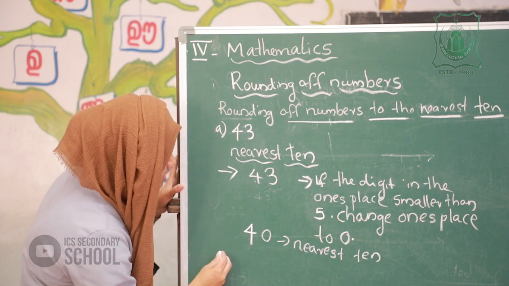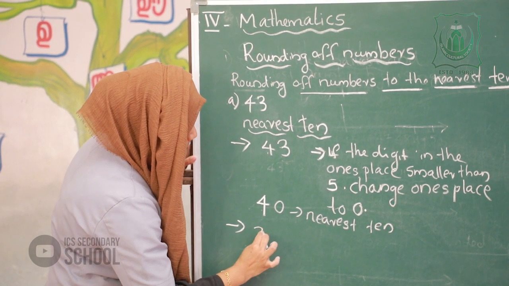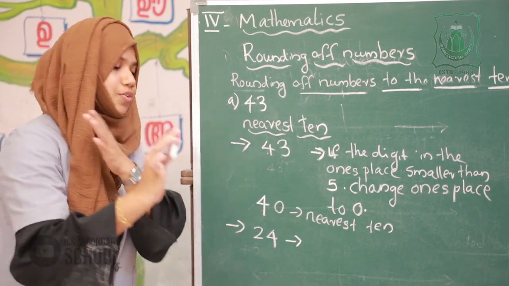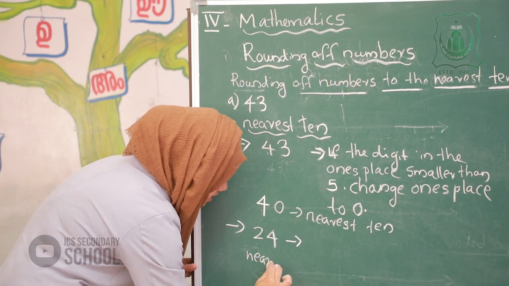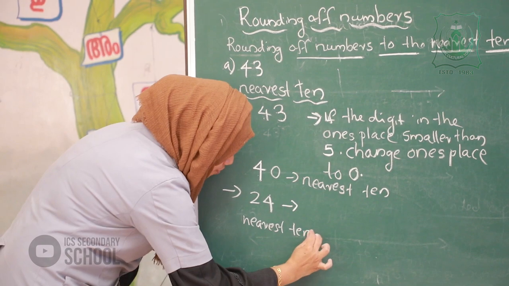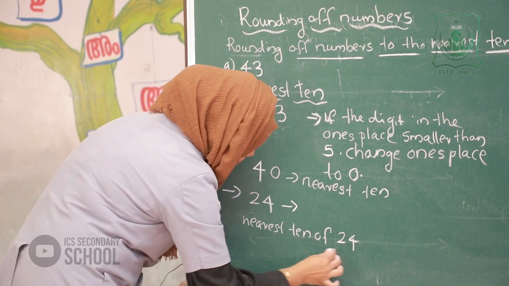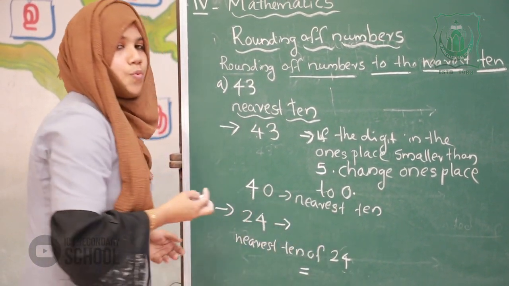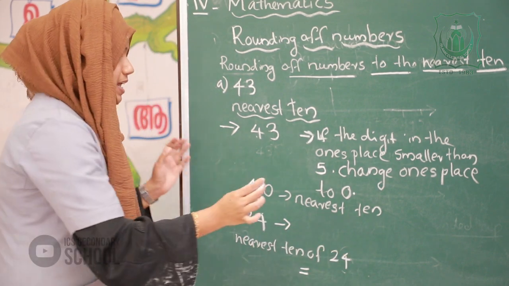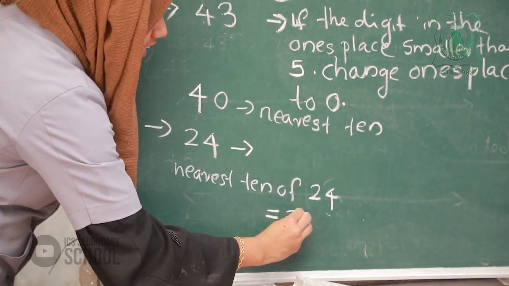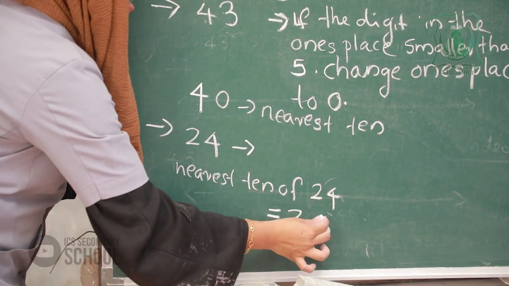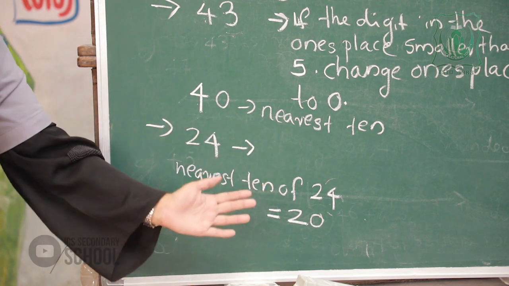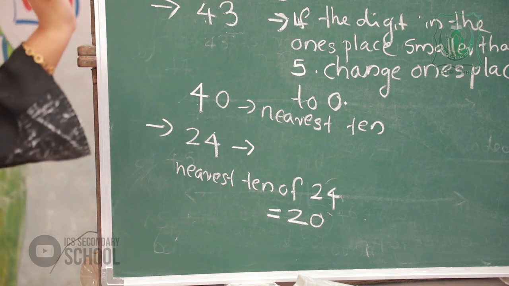I will write another example so you will understand. 24, find out the nearest 10 of 24. So I told you, 4 is in the ones place. That means there is no change in tens place and the ones place changes to 0. So 20 is the nearest 10 of 24. I will write another example.